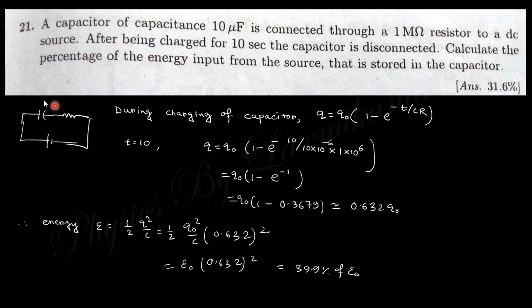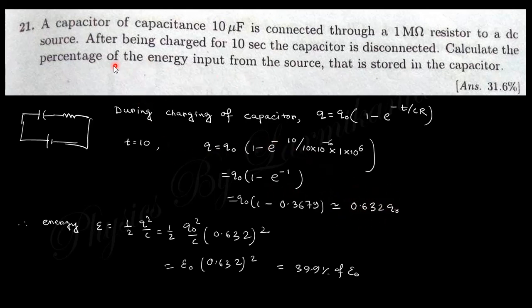So we need to find out the charge stored within this capacitor at time 10 seconds. You know, during charging of a capacitor in a CR circuit, you can go through this book and find this relation: Q equals Q0 times (1 minus e to the power minus t by CR), right? So just put in the values t equal to 10, C equal to 10 microfarad, and R equal to 1 mega ohm. You will get Q equals 0.692 of Q0.